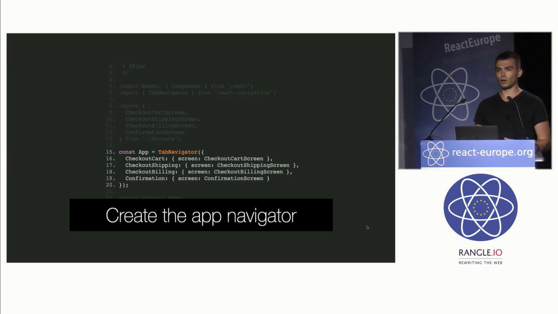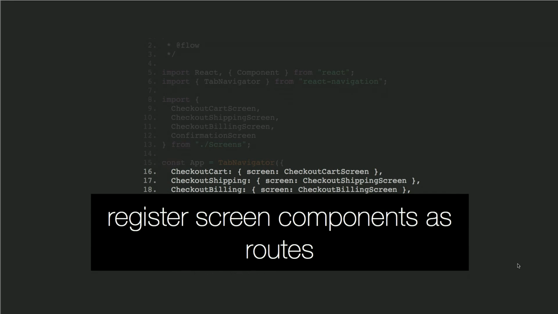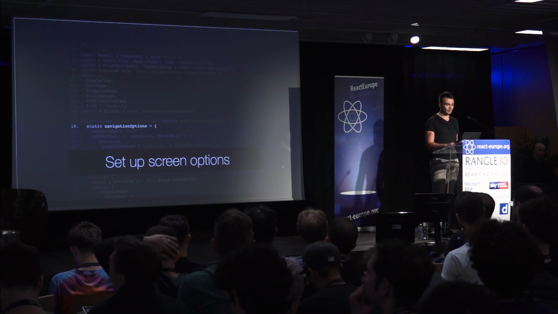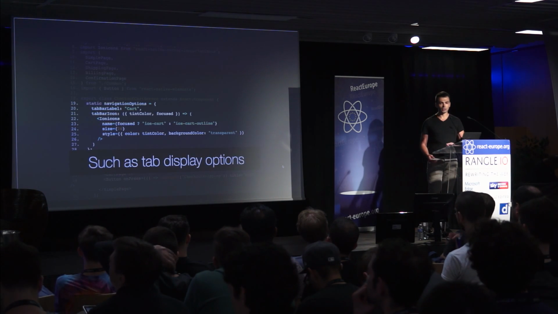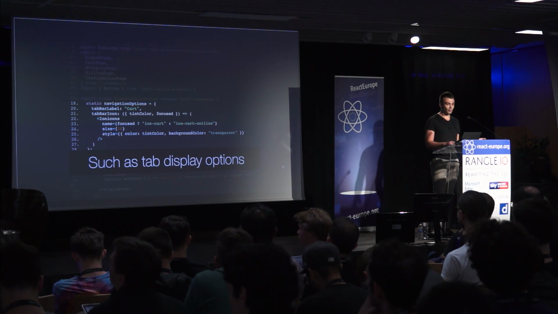Now I'm going to be showing quite a bit of code today, so don't worry, we're going to be publishing all of this code online for you to play with later on. Creating the tab navigator is relatively easy because all you have to do is register each screen component as routes within your navigator. Then for each of these screen components, we add some navigation options to configure how they're presented in the tab navigator. We put static navigation options, and we set the label and the icon for each of our screens.